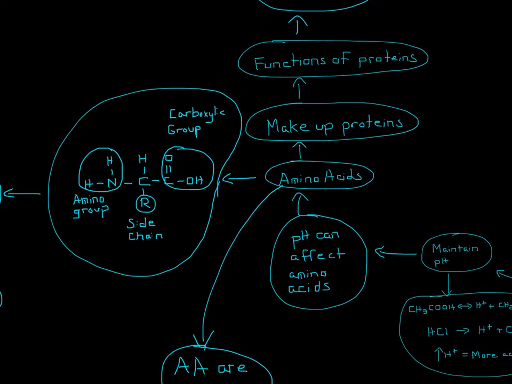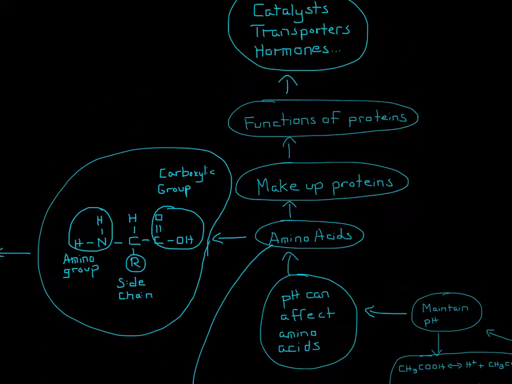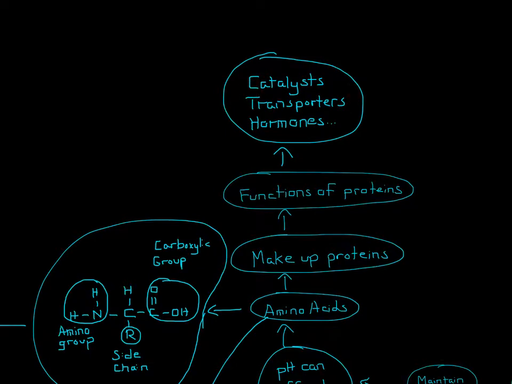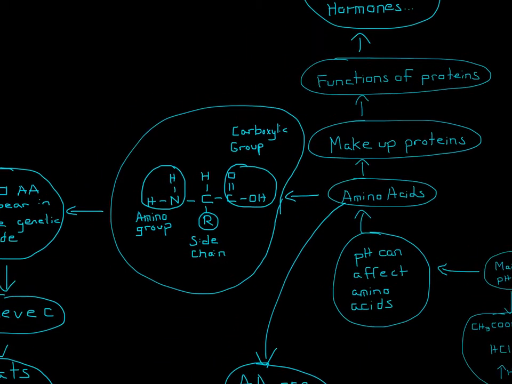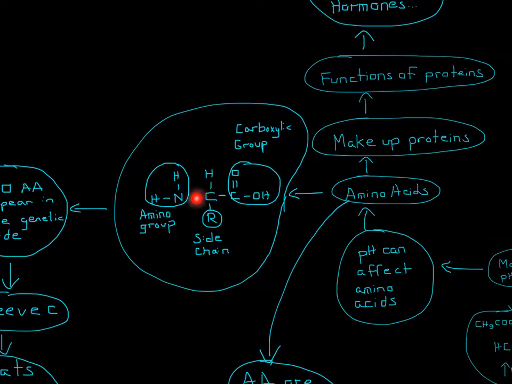So what does that lead us into as our next subject? Well, pH can affect amino acids. So what are amino acids? Amino acids are simply what make up proteins, and the functions of proteins are, for example, catalysts, transporters, hormones, etc. And the actual physical structure of an amino acid is the alpha carbon, and then you have the alpha hydrogen.